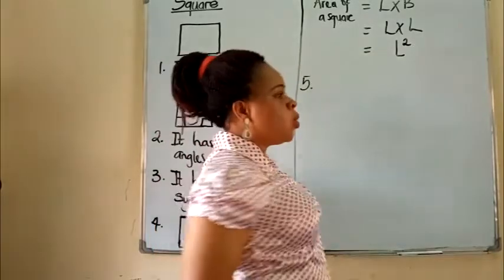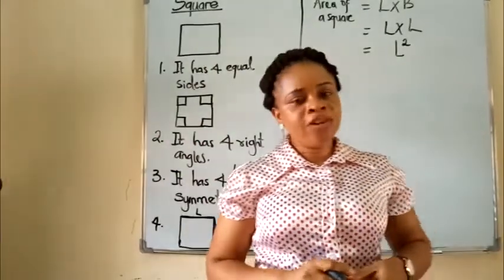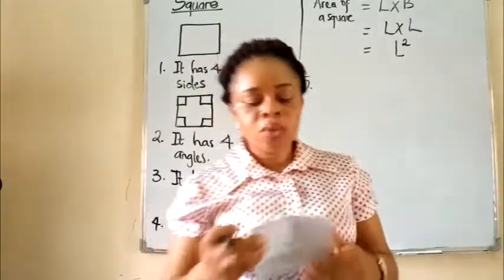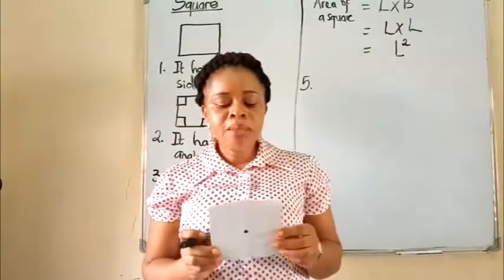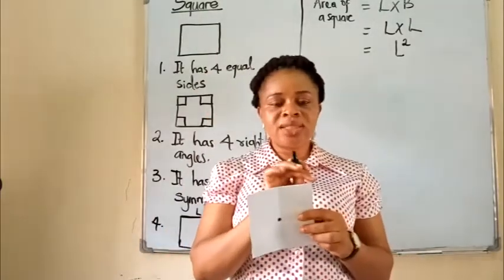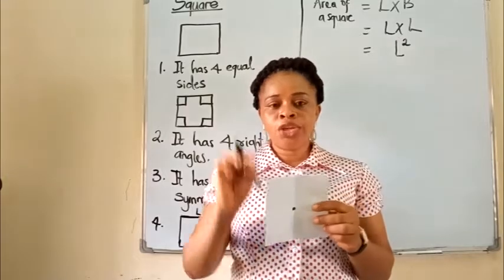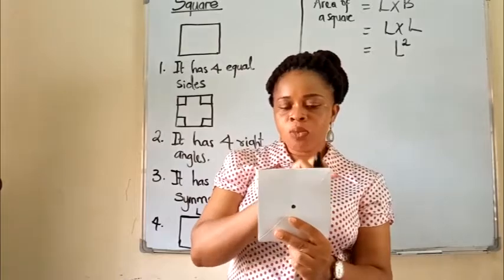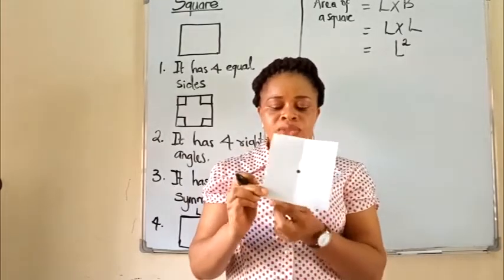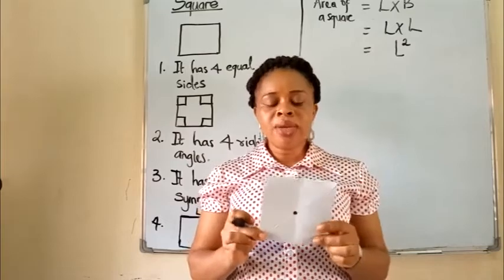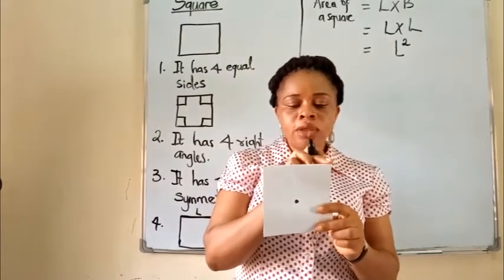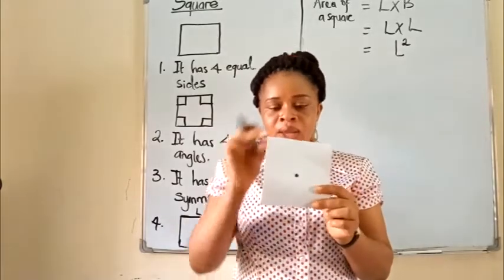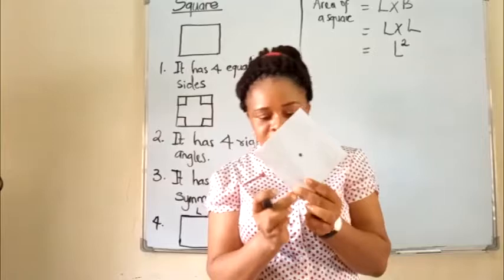Again, I want to talk about the perimeter of a square shape. What is perimeter? We'll still have our square shape. Perimeter is the total distance around a shape or an object. We have side 1, side 2, side 3, side 4. So the perimeter is taking the total measurement, this side plus this side plus this side plus this side.